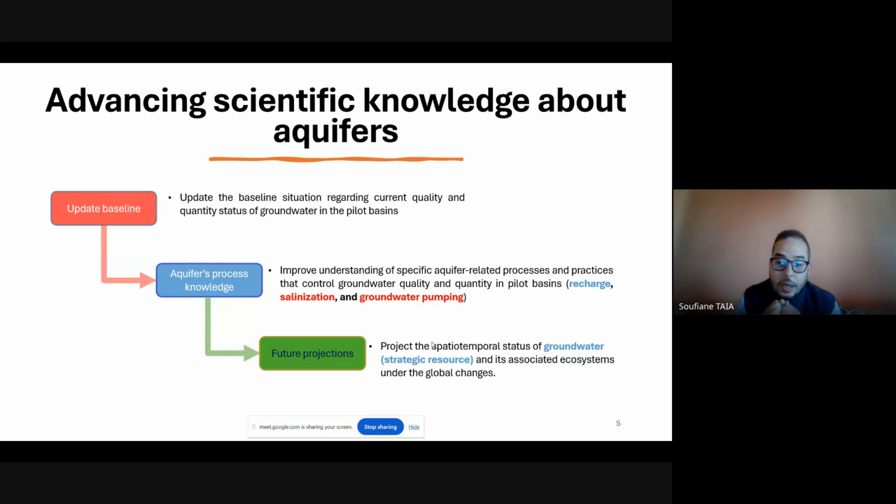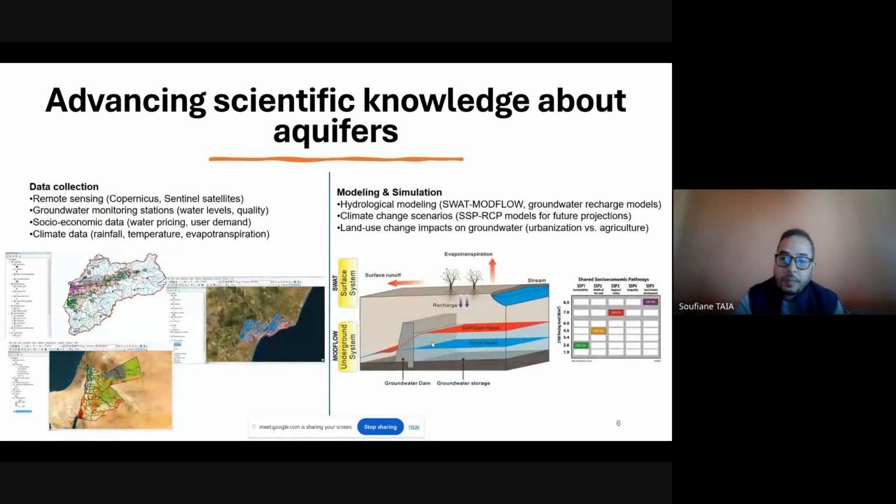Finally, we are trying to project the future states by gathering data and improving insights, and also by modeling and predicting how groundwater will evolve under changing climate conditions. This will include its availability as a strategic resource, and also the impact on surrounding ecosystems and environments.